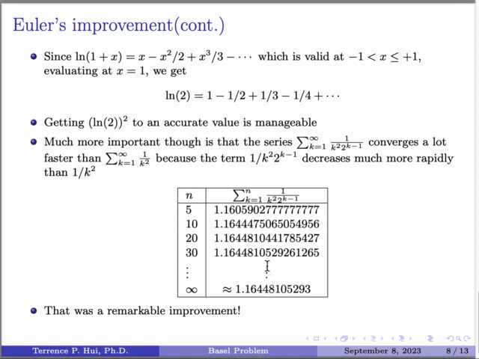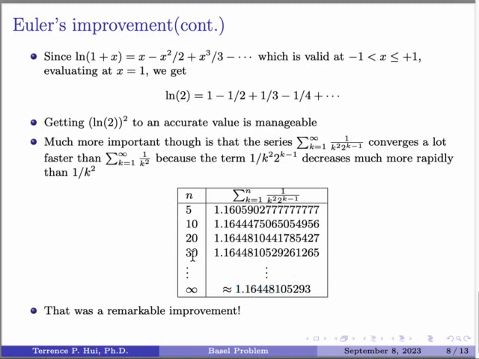1.164481, let's say, okay? If n is 5, if I add up the first 5 terms, I got 1.160590, right? When n equal to 10, I got 1.164447. Look how close it is, right? Then when n equal to 20, it's 1.164481. Look at that, 1.164481. So in other words, when you add just 20 terms, you're already accurate up to 6 decimal places. That is remarkable.